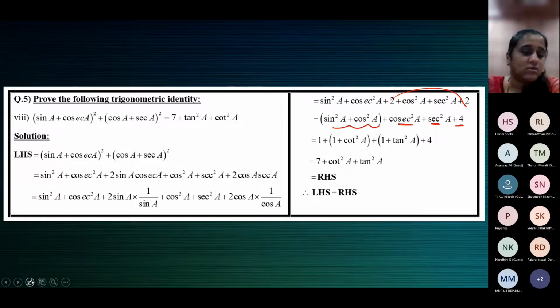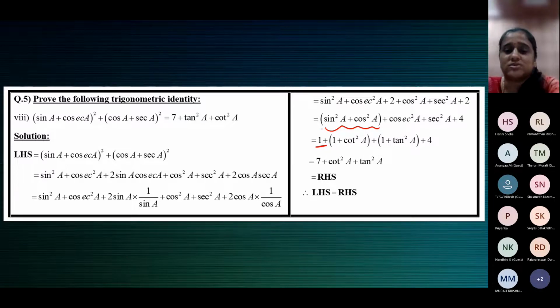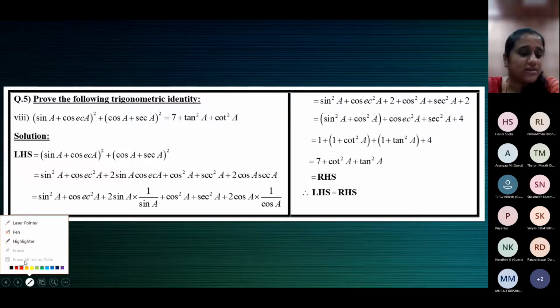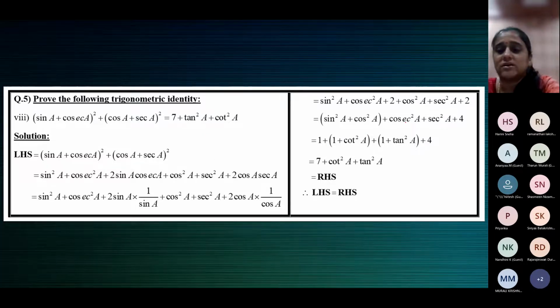Okay. Now, what next? Sin² A + cos² A is 1. This is going to become 1. Then this is 4. Now we have cosecant² A and secant² A, but we don't want cosecant and secant. We want tan and cot instead. So what we do, using the identity, we know that cosecant² A is equal to 1 + cot² A, and secant² A is 1 + tan² A.